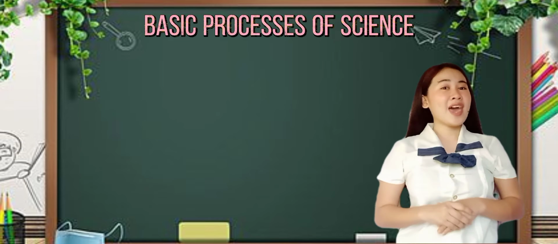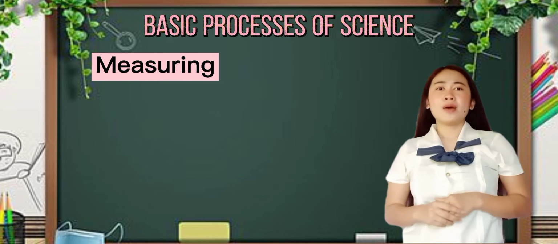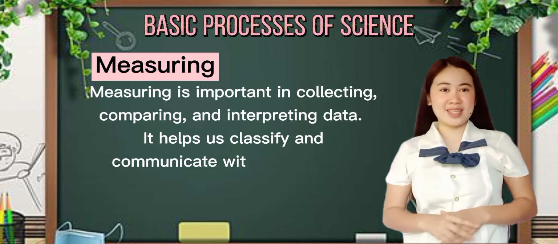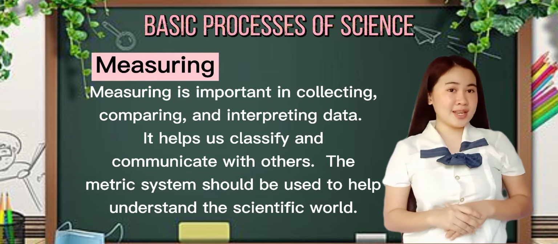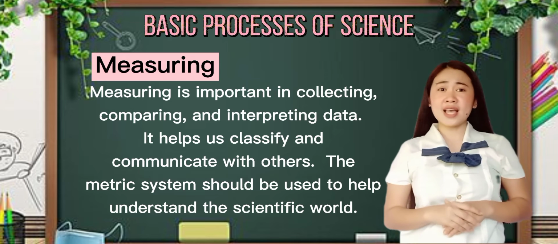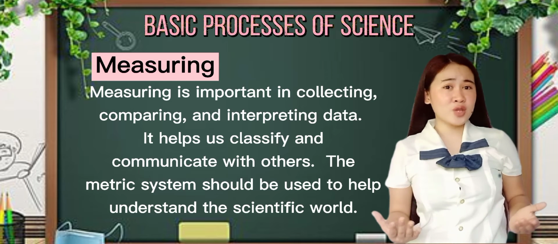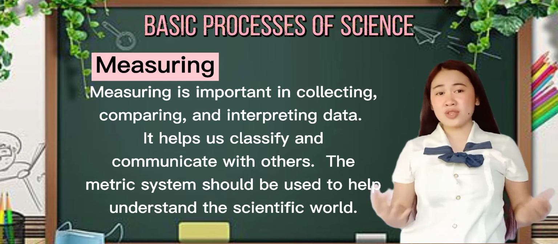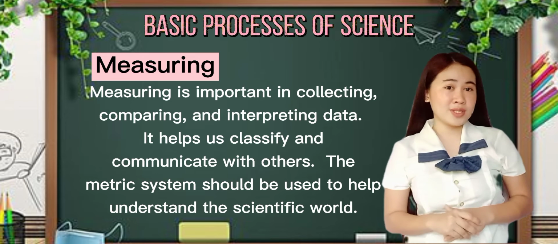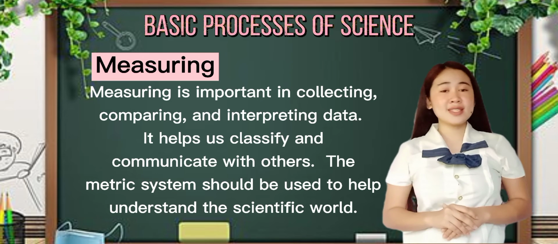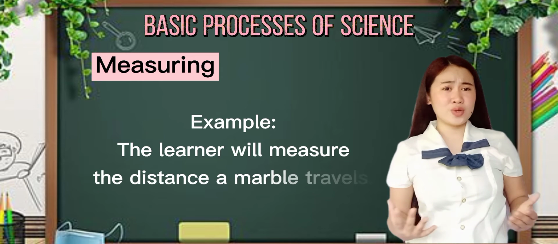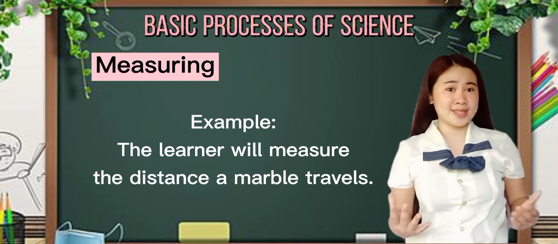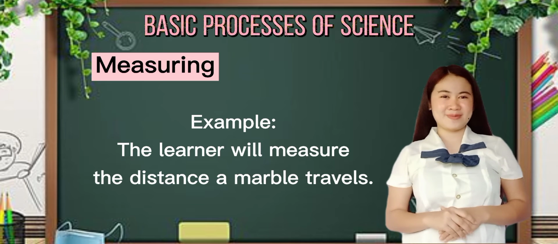Third, we have measuring. Measuring is important in collecting, comparing, and interpreting data. It helps us classify and communicate with others. The metric system should be used to help understand the scientific world. For example, the learners will measure the distance a marble travels.